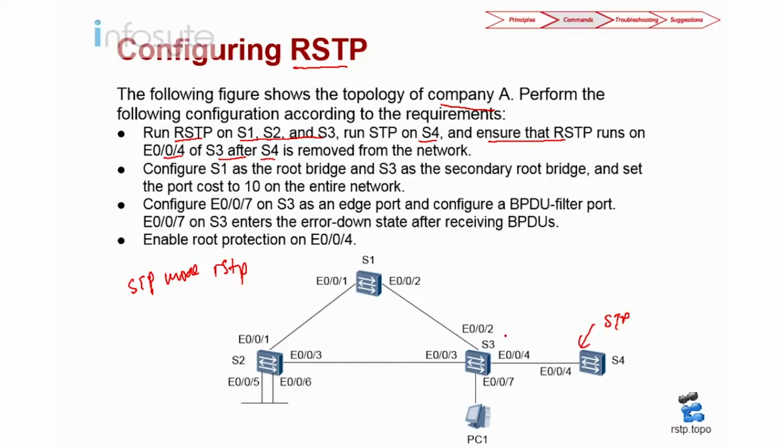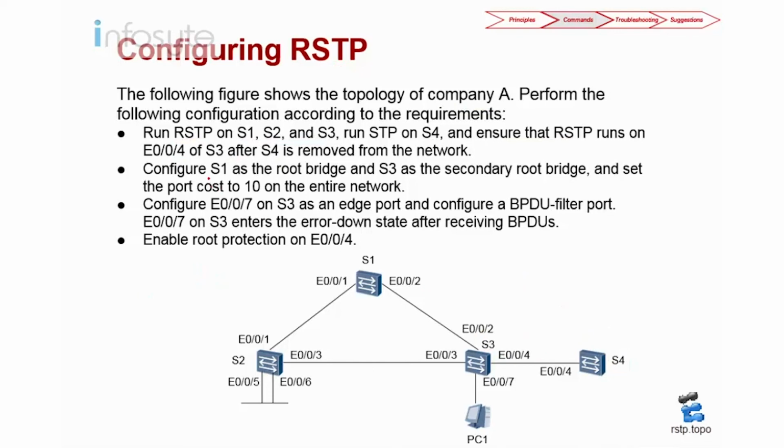So we don't have to worry about anything here because RSTP and STP are backward compatible. So if let's say switch 3 and switch 4 are connected together and switch 3 detects that there's STP, it will downgrade from RSTP to become STP. And once the STP has been removed, okay, RSTP will be reverted back.